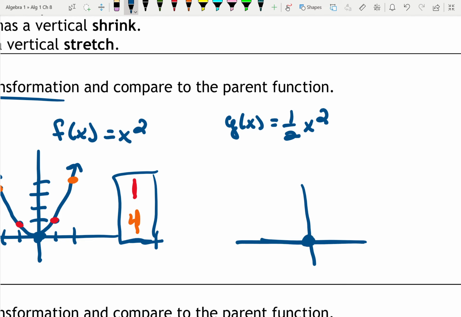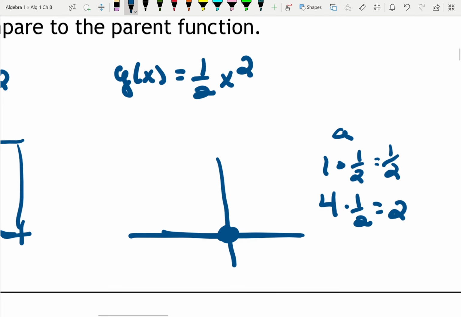So my origin, my vertex is still at (0, 0). And then for my next points, I'm going to look at my 1 and my 4, and I'm going to multiply them by our a factor, so 1/2. So we get a 1/2 and a 2. So this means that our first points are going to be a 1/2 unit above our vertex. So they're going to be left and right 1, and then a 1/2 above. And then our next 2 points are going to be 2 units above, and then left and right 2.